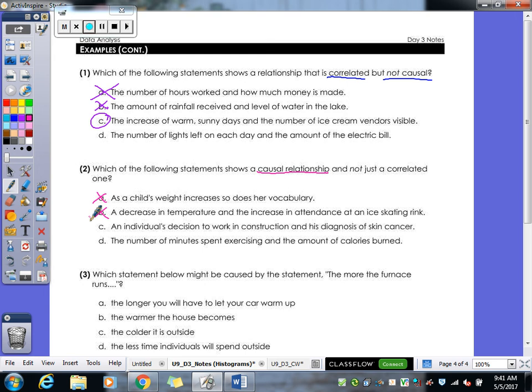An individual's decision to work in construction and his diagnosis of skin cancer. No, I mean, it's related, because if they're working in construction, like I'm always yelling at my husband right now because he doesn't put sunscreen on. So what happens if you don't put sunscreen on? You get burned a lot. You get burned so many times. What do you get? Skin cancer. So there is definitely a correlation there, but it's not a causation. So then the number of minutes spent exercising and the amount of calories burned. Yes, the more minutes you exercise, the more calories you burn. The fewer minutes you exercise, the fewer calories you burn.